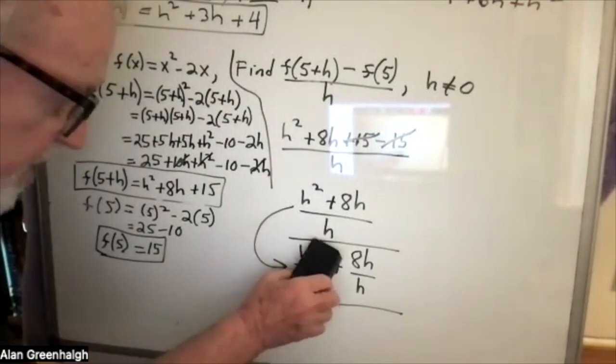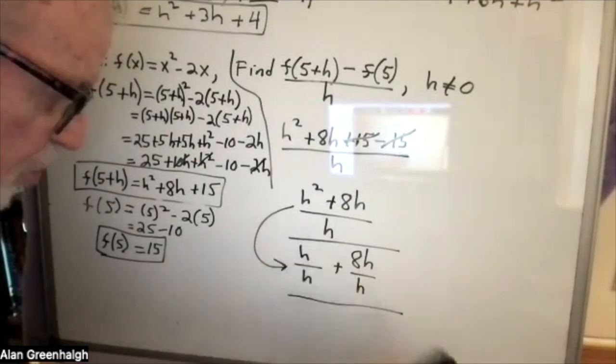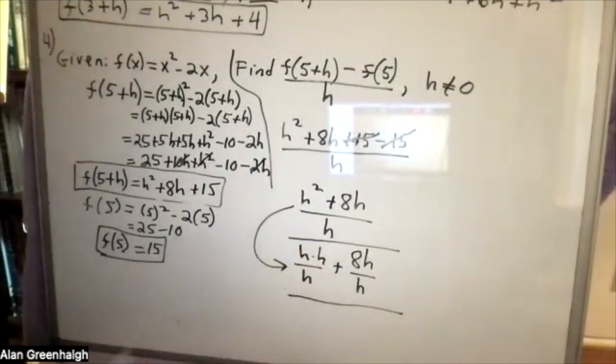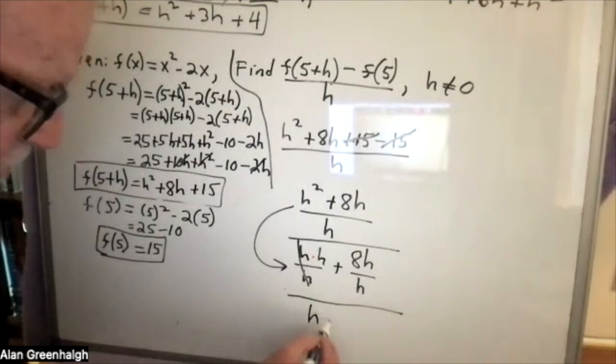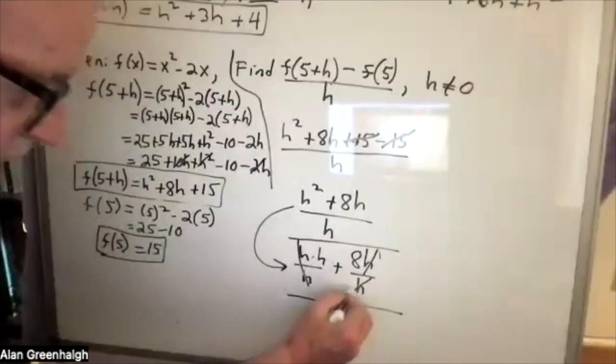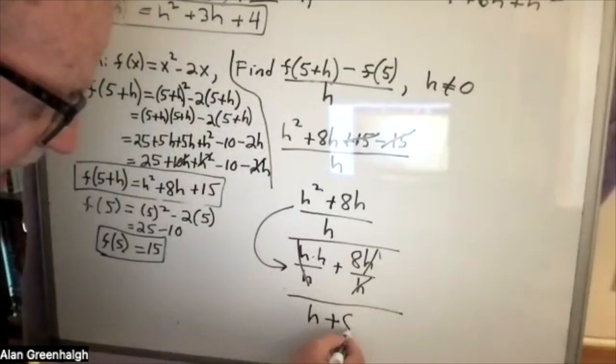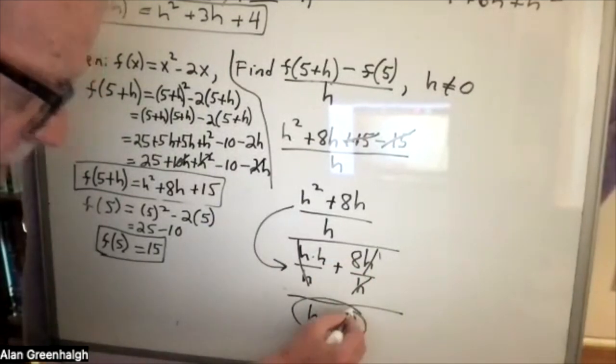H squared is the same thing, as you know, hopefully, as h times h. So you're allowed to do that. You get h. You're allowed to do that, and you're left with 8. And this is the answer to the problem.